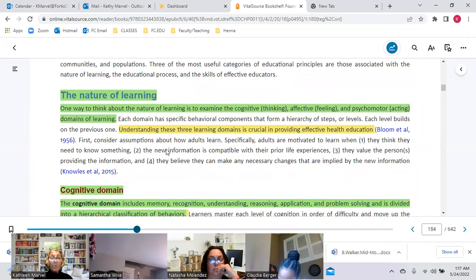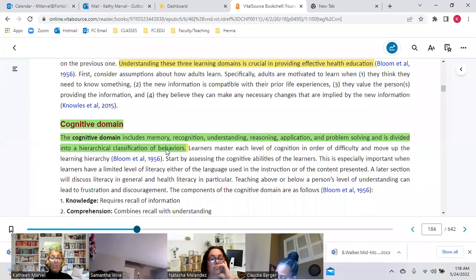There's 3 ways to look at it, right? Cognitive. These are the ways we learn. Some of us are cognitive learners, which is thinking. Some of us are affective learners, which is feeling. And some of us are psychomotor, which is hands-on, acting. Understanding all three of these domains is crucial in providing accurate health education.